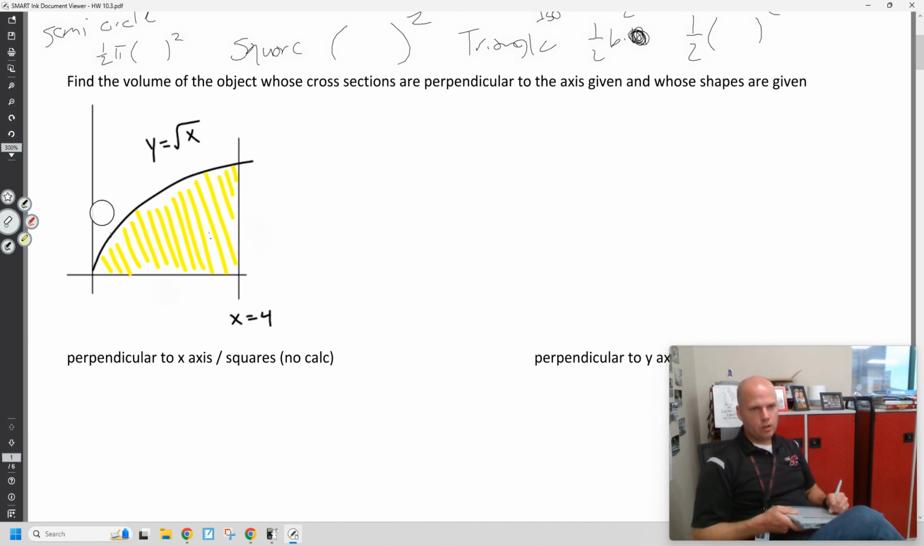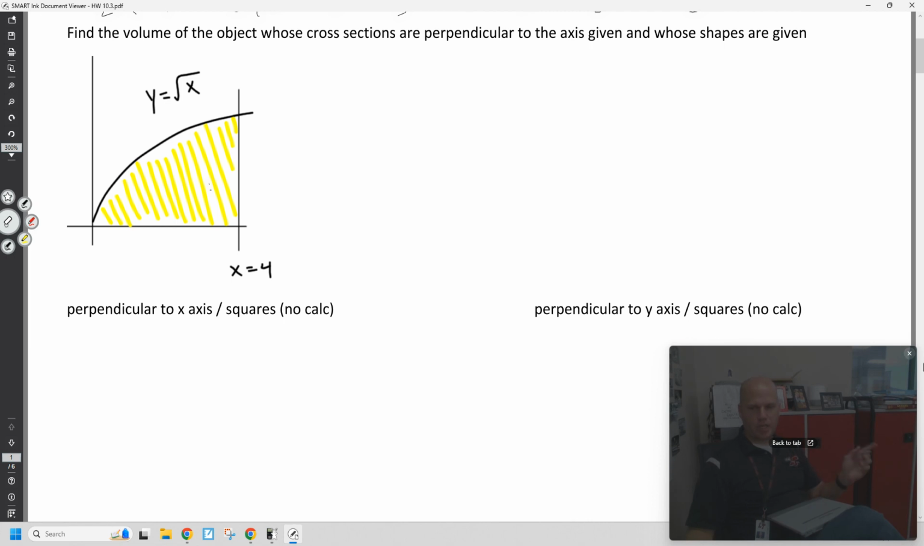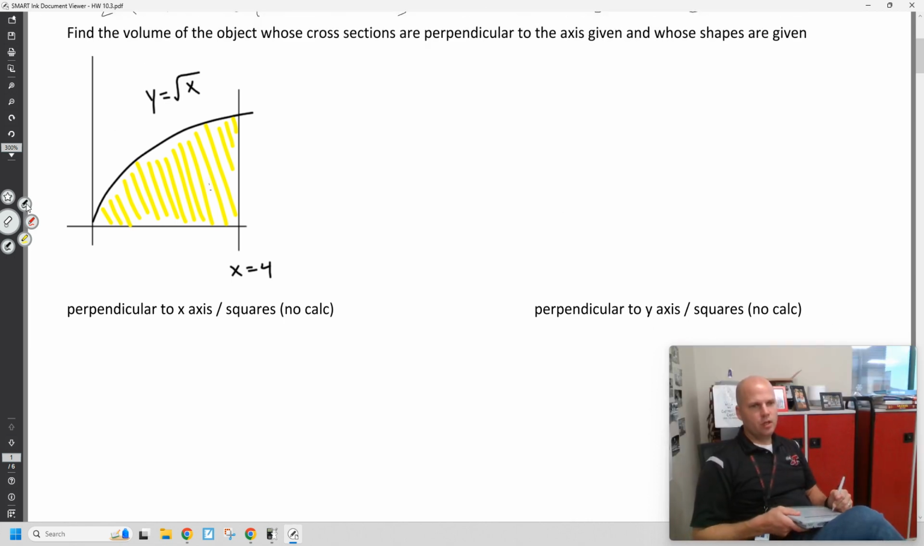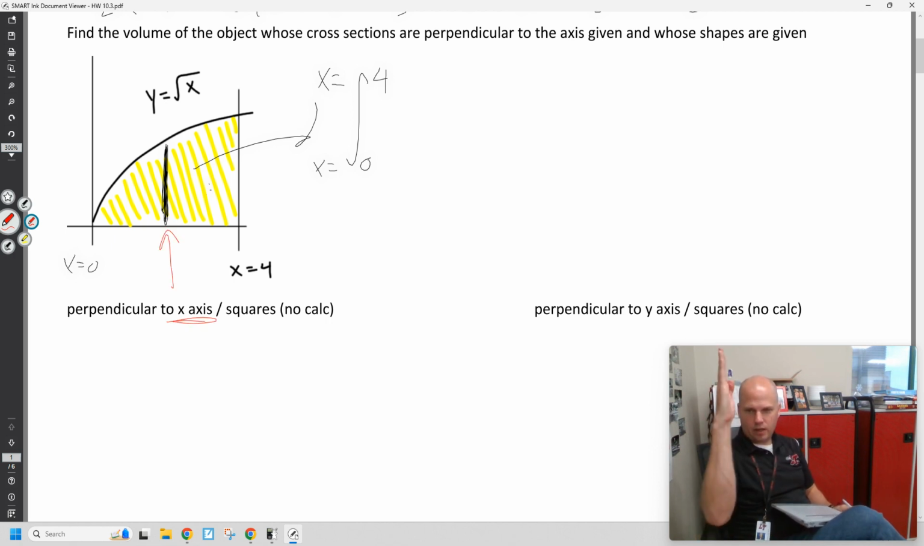Here's our region. We are placing objects perpendicular to the x-axis that are squares. Let's just understand perpendicular to the x-axis versus perpendicular to the y-axis. Perpendicular to the x-axis, straight up and down, you would like to sum things from an x equals left to an x equals right. That's perpendicular to the x-axis. Sum up a vertical thing, not up and down, but from left to right.